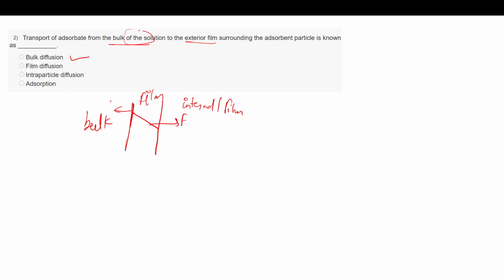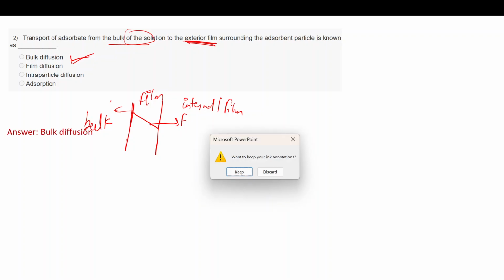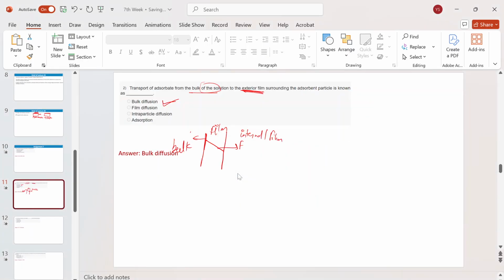So from the bulk to the exterior film, right? This is the key word here. So bulk diffusion is the correct answer. Are you getting this? Yes, ma'am. If it is given as interior, that means film diffusion. Yes, clear. Okay, thank you.